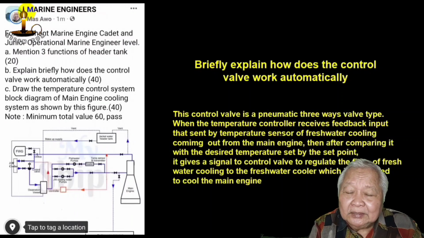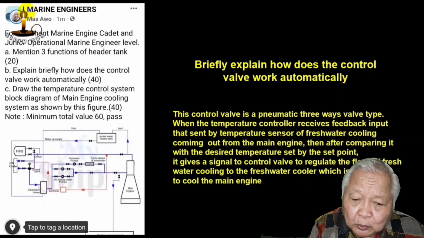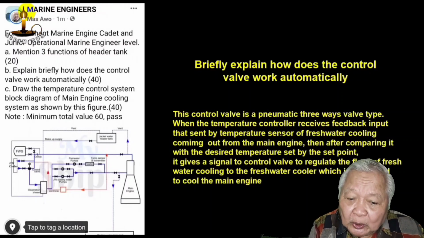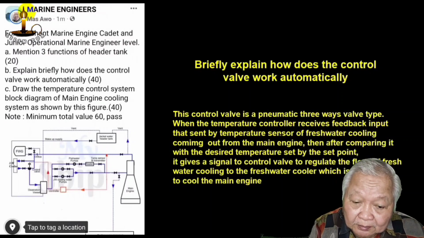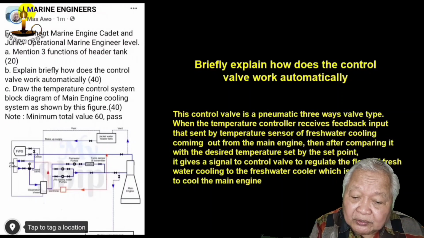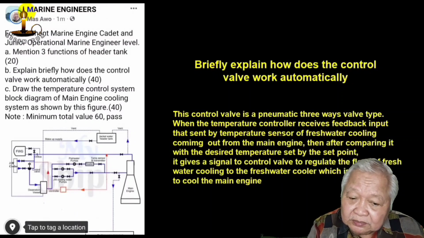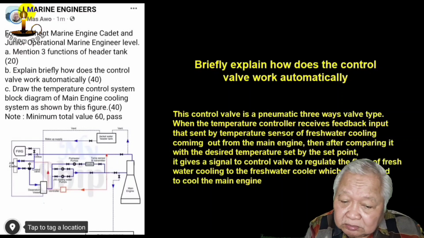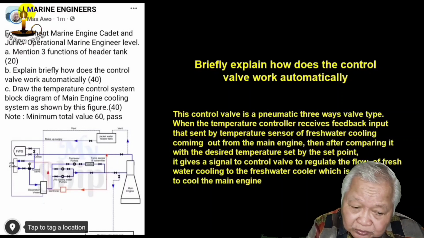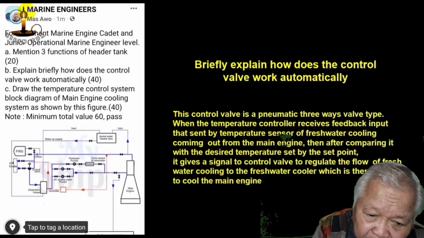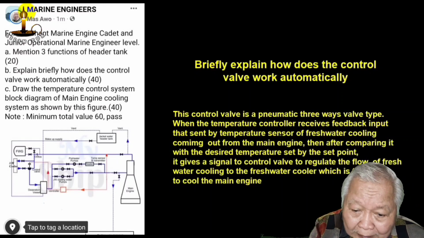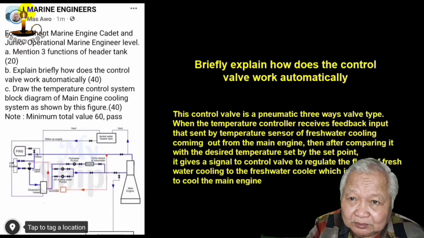And then, question number 2. Briefly explain how does the control valve work automatically. The control valve is a pneumatic three-way valve type. This control valve, you see in the picture, is a pneumatic three-way valve type.